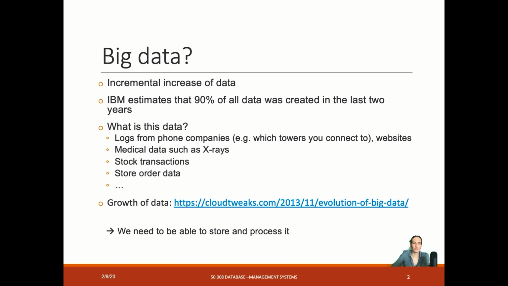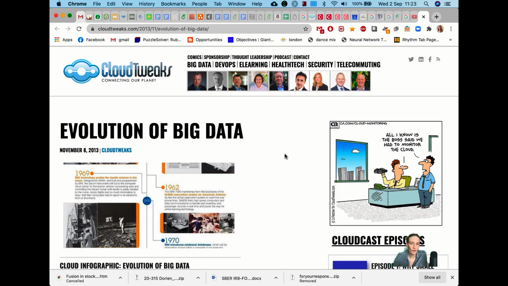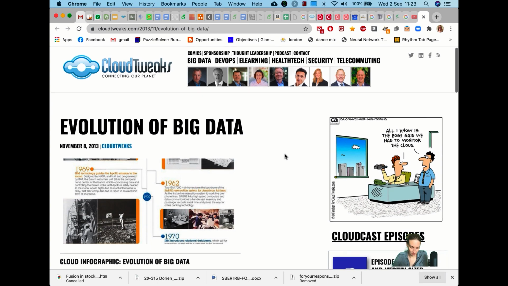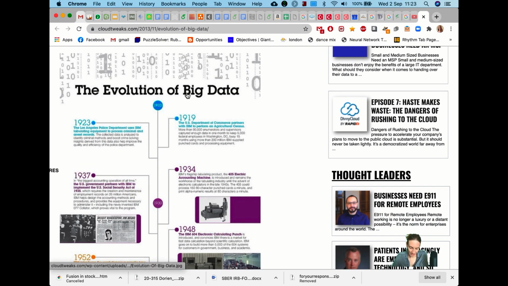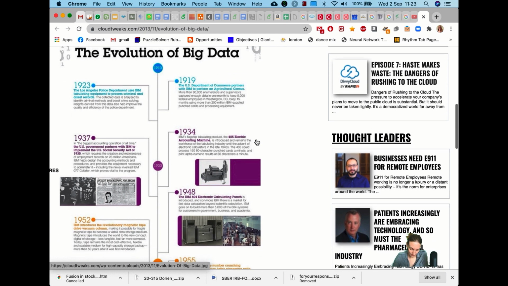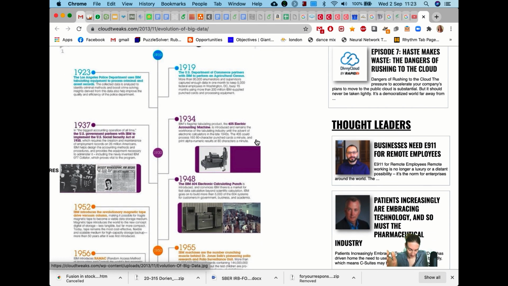So I found a little bit of an infograph on the evolution of big data. Let's have a look at that one. Okay, this website, which is a little bit dated, maybe it's from 2013, gives a little bit of a history of big data, of data, really. It starts at 1919 when the U.S. Department of Commerce partners with IBM, yes, IBM already existed in 1919, to perform an agricultural census. In 1934, IBM's flagship tabulating product, the 405 electric accounting machine, is introduced and remains the workhorse of the tabulating industry.